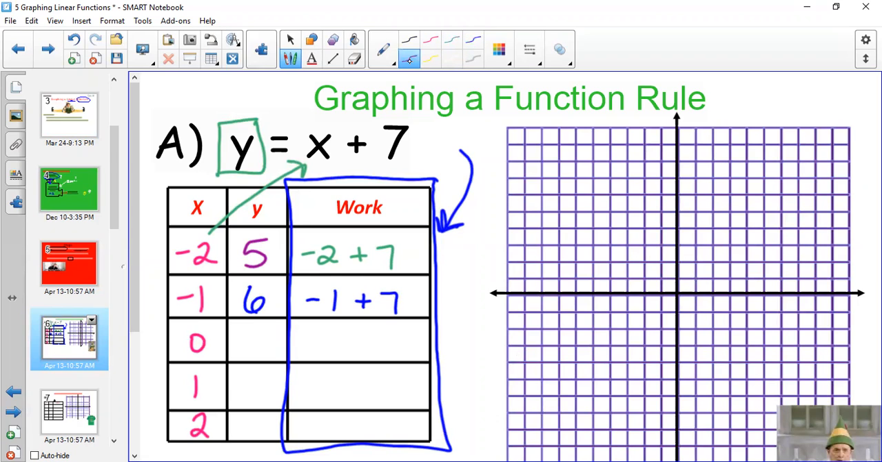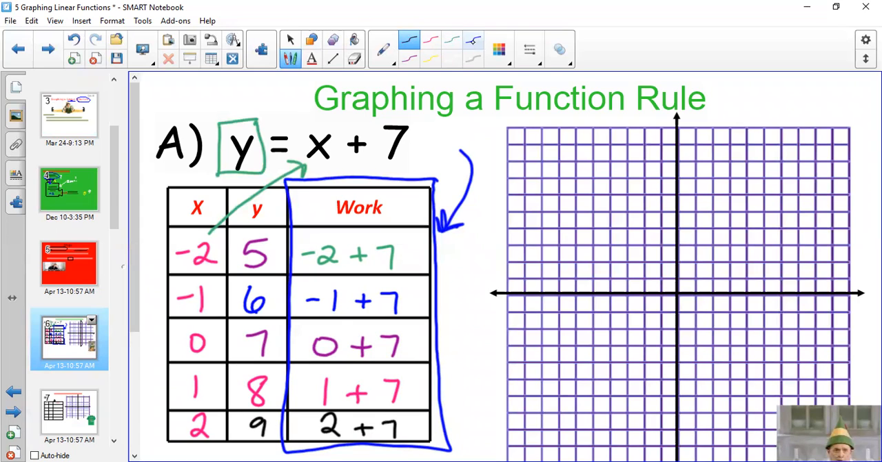Okay, we're going to do another one here. Take your x, which was 0 this time, add 7, we get 7. And we're going to keep doing this. Take your x, which was 1, add 7, we get 8. You guys should notice a pattern. If you do this correctly, there should be a pattern. Okay, so take your x, add 7, we get 9.